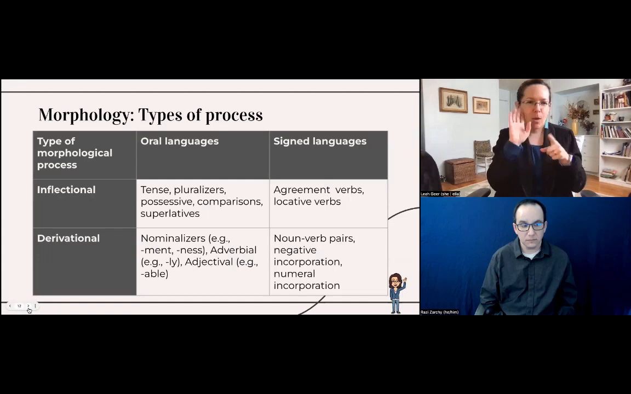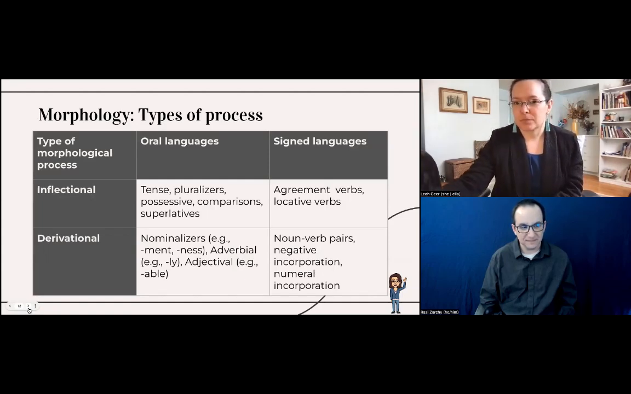Okay, I know that this slide is a bit busy, so I'll give you just a moment to have a look at it and then we'll unpack it together.